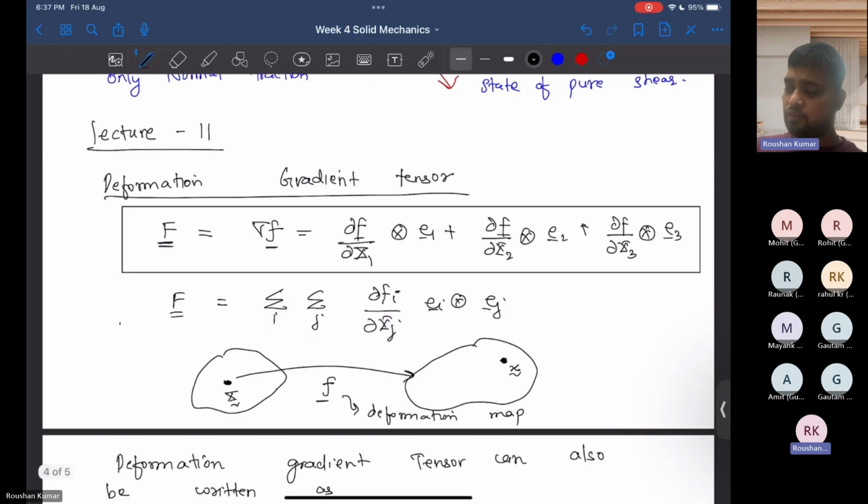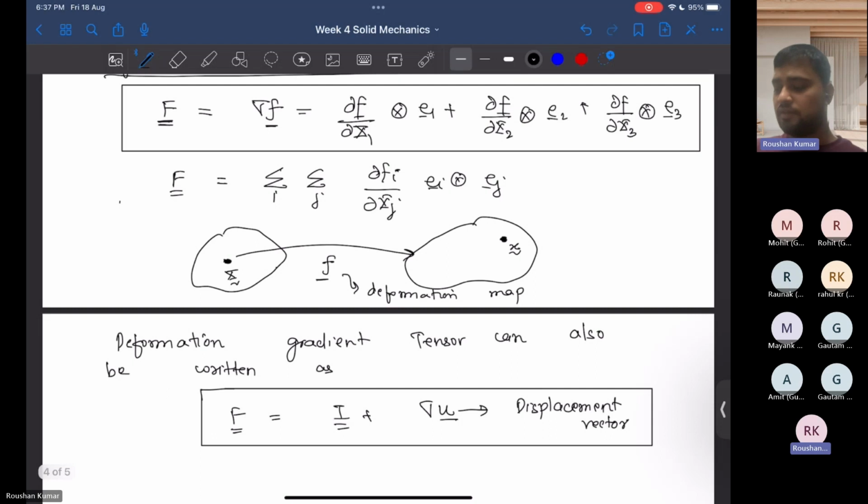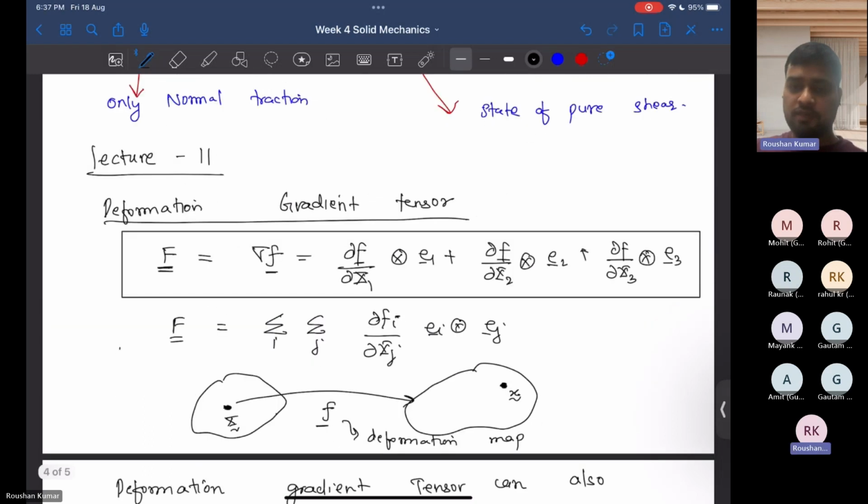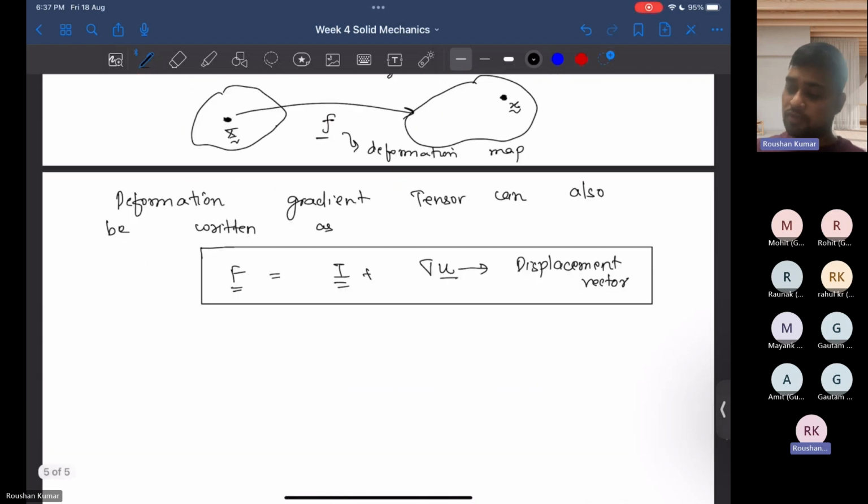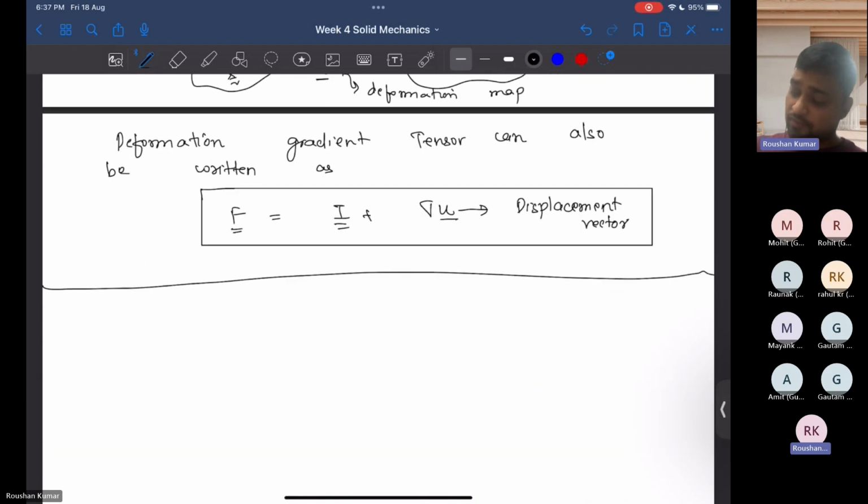So these two topics have been discussed in lecture number 11. The first one is the deformation gradient in terms of deformation map, and the second is the deformation gradient tensor in terms of displacement vector. These two formulas will be used in solving problems related to the deformation gradient, and to find out the strain at each point in the body. The concept of strain will be further discussed in the coming lectures. So this is only about lecture number 11.